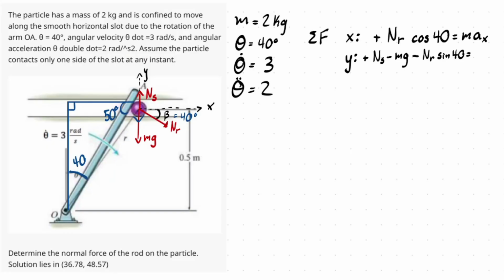Because it's in this horizontal slot, right? So it's not going to be able to move up or down. So this is just going to be equal to 0. So we have 0 there. So let's count how many unknowns we have.